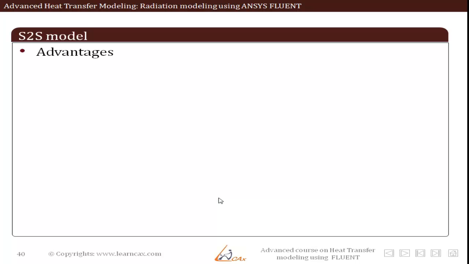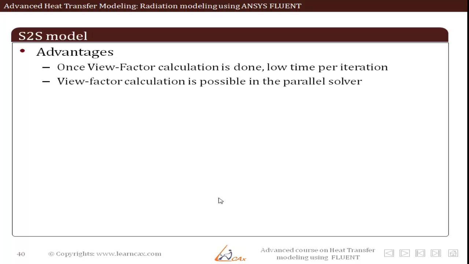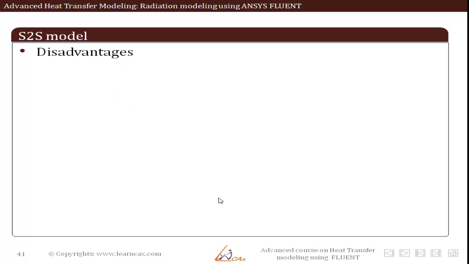What are the advantages of the S2S model? The basic principle of this model is the view factor calculation that is done once. Hence later on, it's just a matter of matrix solving, so time per iteration for this model is less. Unlike the DTRM, this model also works in the parallel solver. This model also remains accurate even when the source or sink terms come into play, unlike the DO or ray tracing method. Also, since the calculations are less, it requires much smaller memory and file storage.